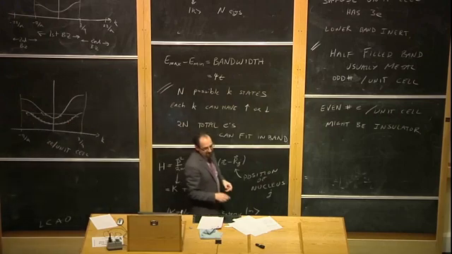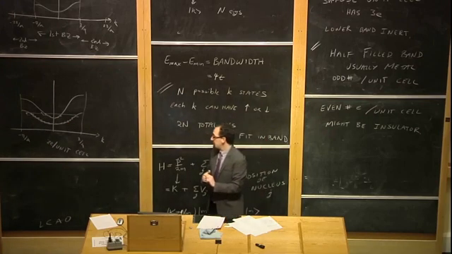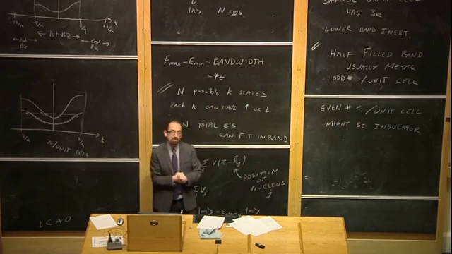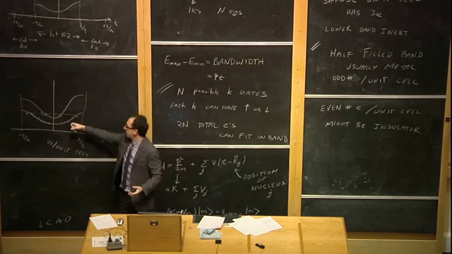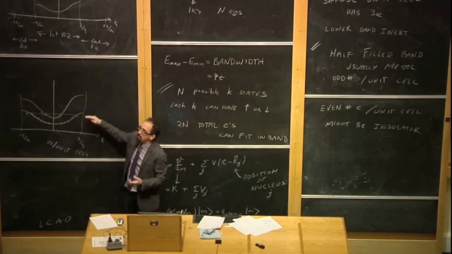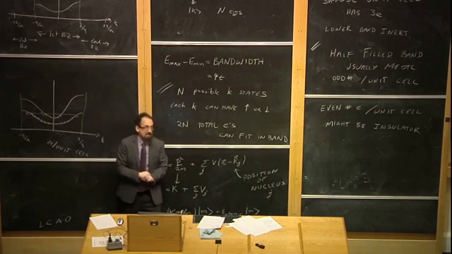So there are lots of cases of that. Calcium is a metal even though it has 2 electrons per unit cell. And it's exactly this physics that's occurring. The two bands are actually crossing in energy. So instead of completely filling one band, you have two partially filled bands.